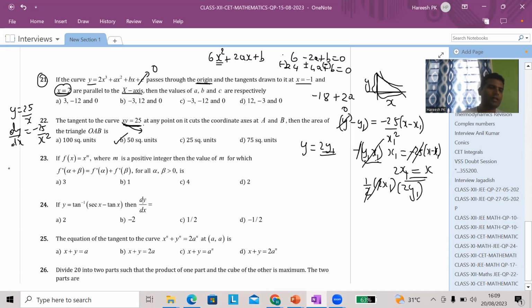23rd is again a direct question from the module. Whenever you see f dash of alpha plus beta is equal to f dash alpha plus f dash beta, that means f dash is a linear function. So f dash is a linear function. So when you differentiate, if you get a linear function, the original one should be a quadratic. So that means m has to be 2.